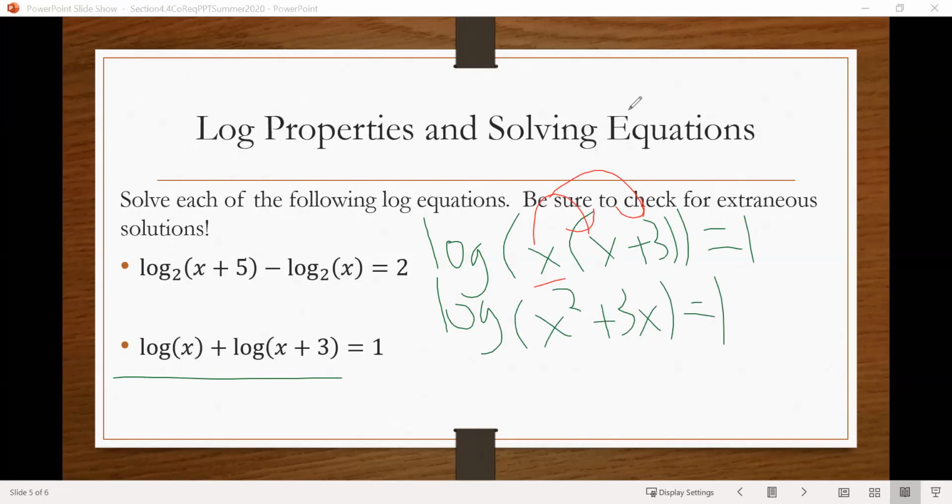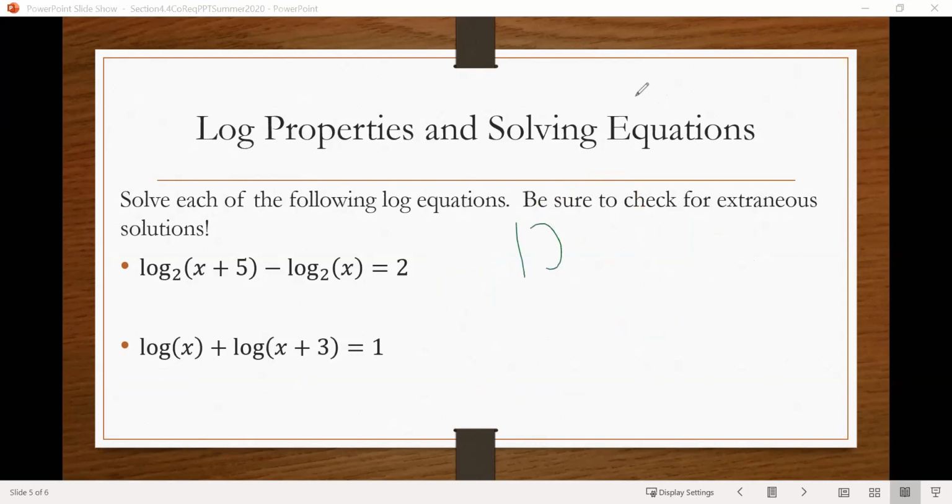And now we use the same trick that we did before, where we're going to rewrite this in exponential form. In order to do that, we have to recall that the base of a log, if it's nothing written there, is a 10. So this would become 10 to the first equals x squared plus 3x. Okay, so that is now our equation. 10 to the first equals x squared plus 3x. So now we'll go ahead and solve that.